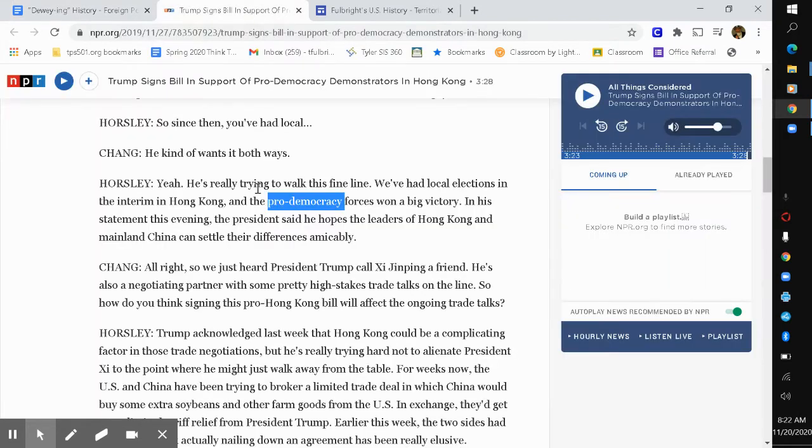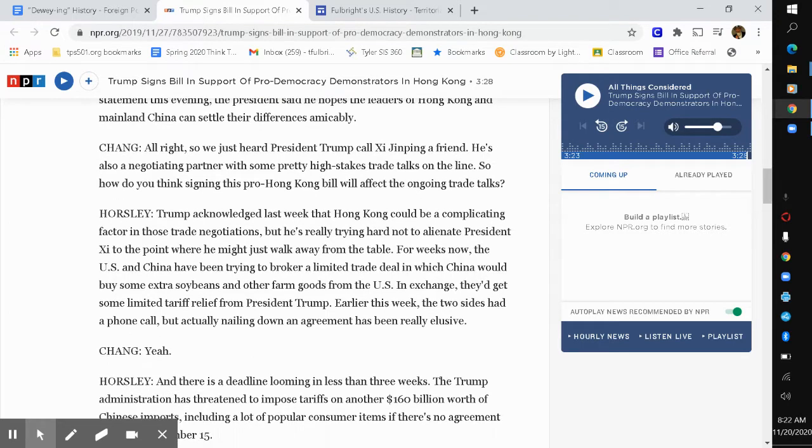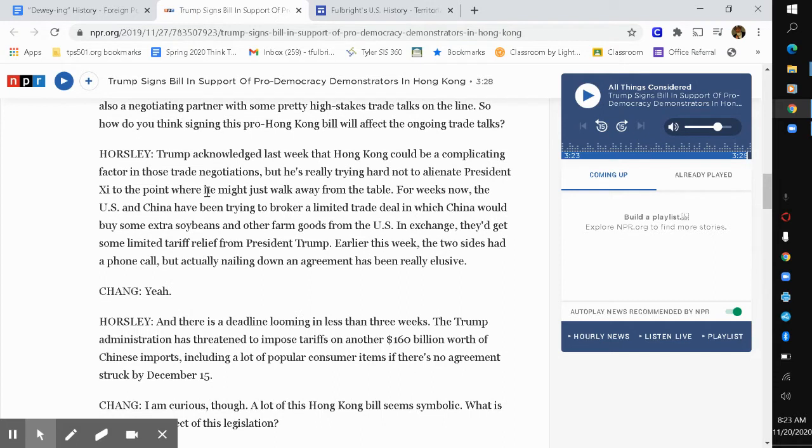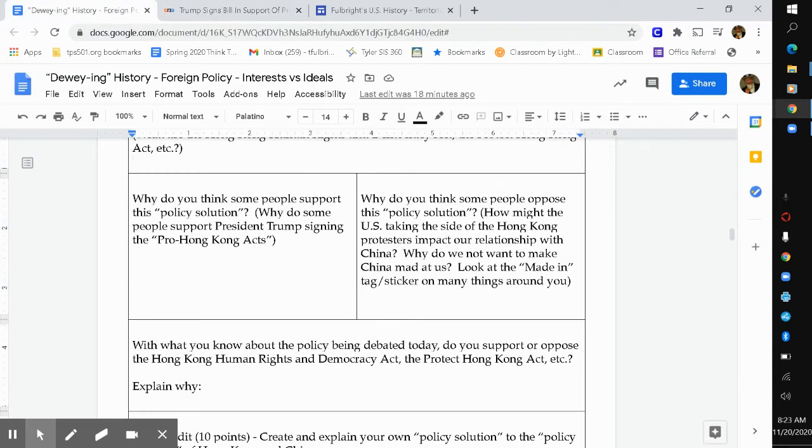And now we need to think about why some people would oppose this, because America is supposed to stand up for democracy at home and abroad. If we hurt trade with China, what might happen? Why don't you look around and see how many things around you are made in China? Why do some people not want to make China mad at us? What kind of relationship do we have that's important with China? Where do we get lots of our things?